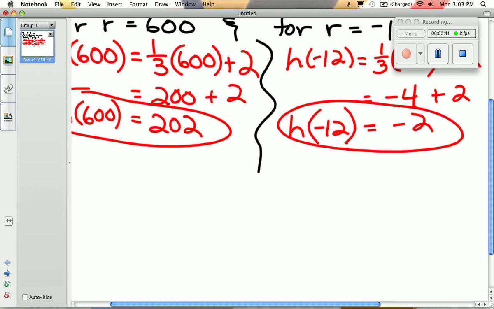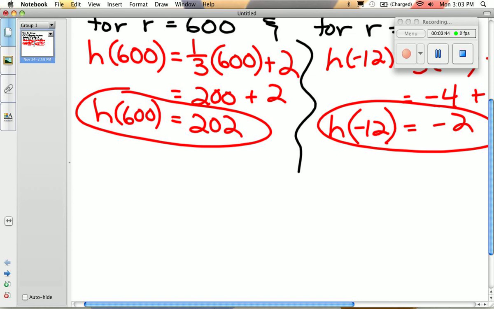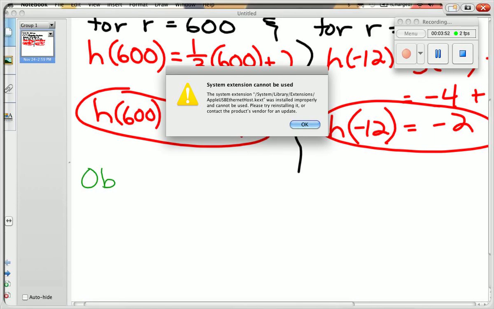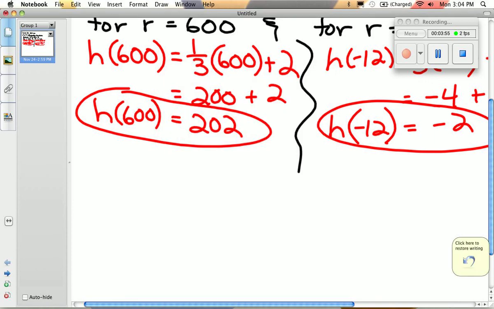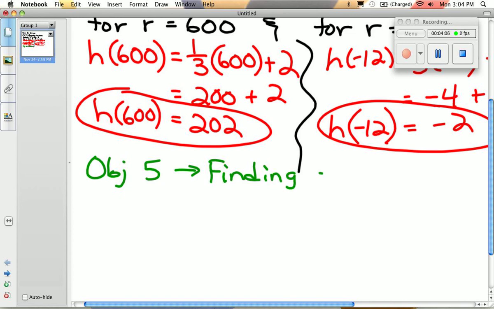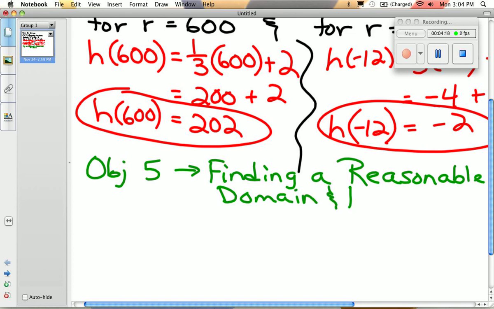Okay? Anybody got questions about evaluating functions? Did those go well in the homework? Everyone okay? Okay, then what's our other objective? Objective 5. Okay, so we're finding objective 5 is finding a reasonable, is that the word they use? Reasonable domain and range. Yeah, finding a reasonable domain and range for a function, right? Okay.